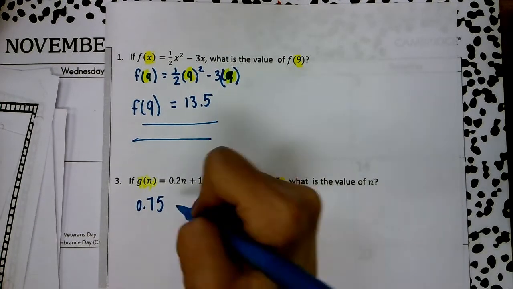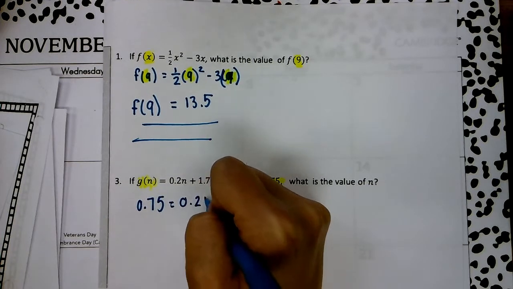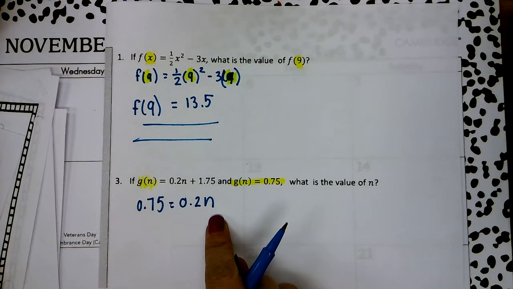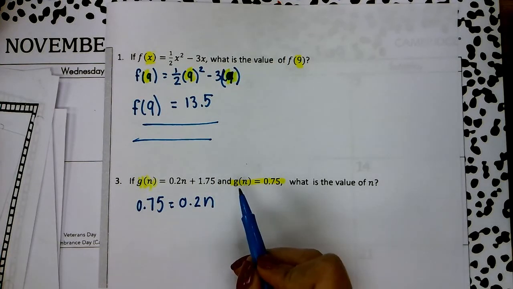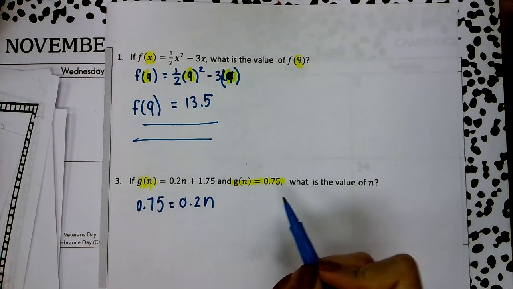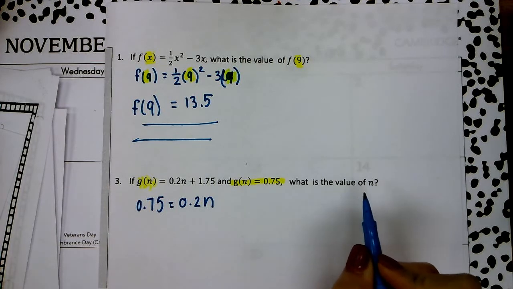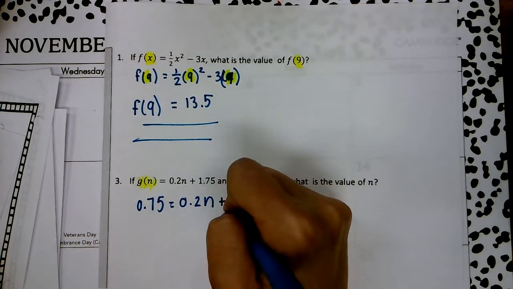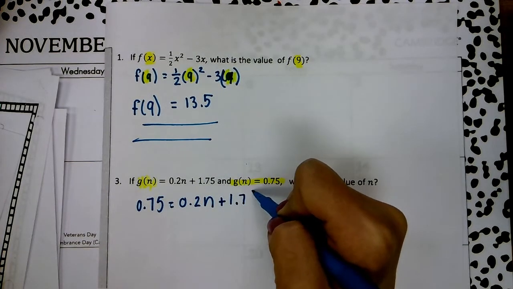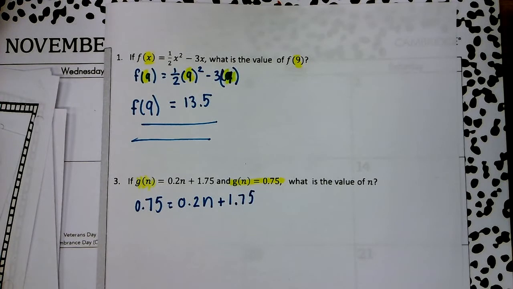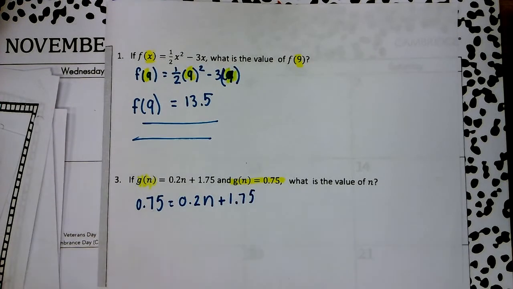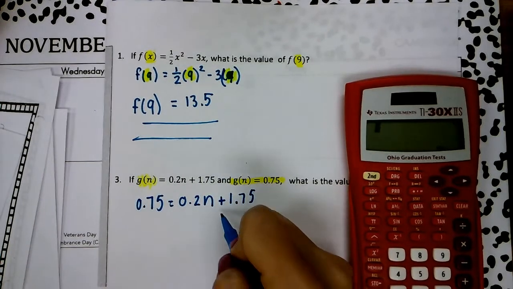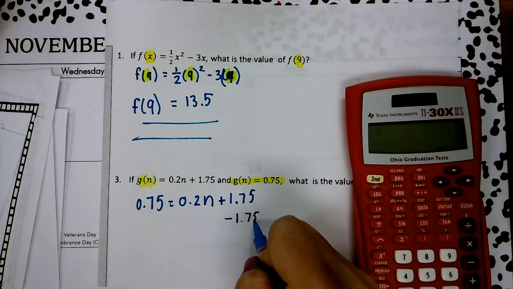So 0.75 is equal to 0.2n. We are not substituting 0.75 in here for n because n does not equal 0.75. G of n equals 0.75, and we want to solve for the value of n. So 0.75 equals 0.2n plus 1.75. All right, now we want to solve this for n. We want to get n on one side of the equation by itself. So I'm going to take this 1.75 and I'm going to subtract it from both sides.